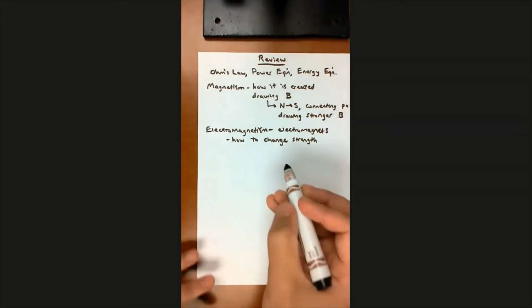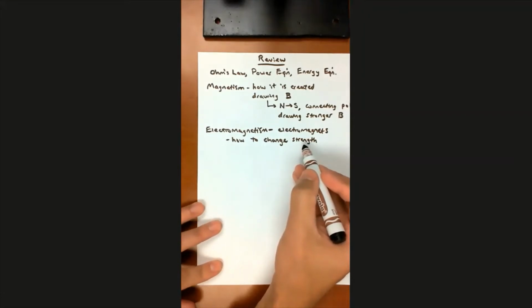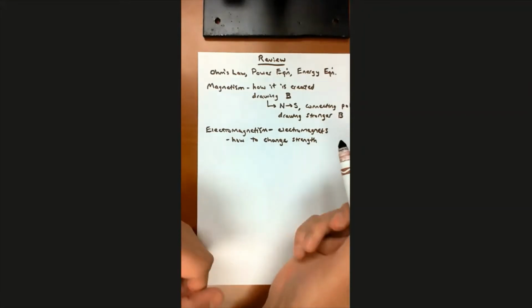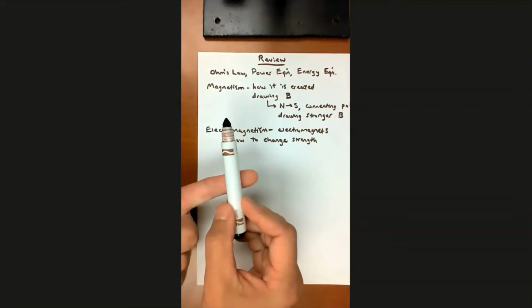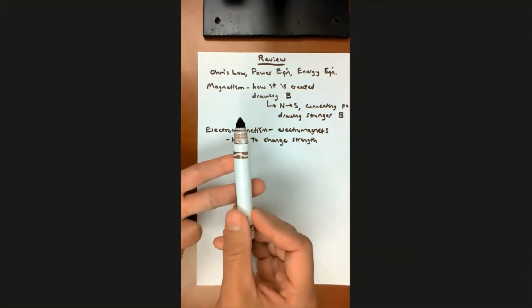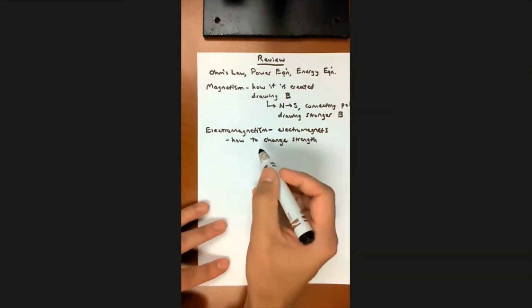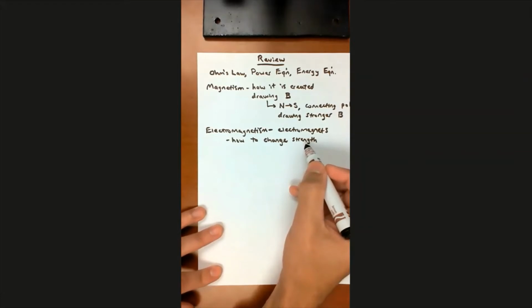All right, so there were 3 different ways that we talked about to change the strength of the magnetic field. I'll go ahead and tell you them. Number of turns in the coil, the amount of current flowing through the wire in the coil, and the magnetic permeability of the core material. All right, so those are ways that you can change the strength of the electromagnet.